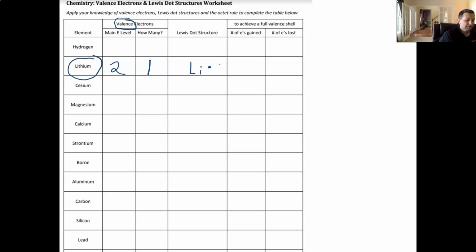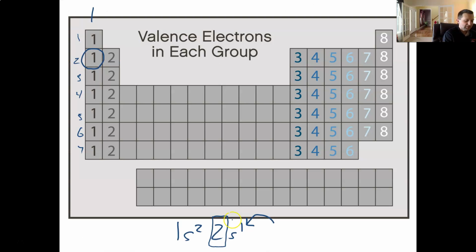All right. Now the last two columns, you're only going to do one of the two depending on what you have. It says to achieve a full valence shell, number of electrons gained or lost. Lithium has one valence electron, so it has two options. It can gain 7 more to become like neon. And this periodic table I found online is inaccurate. Okay, helium is so small it only has 2 valence electrons. So that's an exception to our rule there. That bothers me. So lithium could gain 7 more electrons to get an octet, or it could simply lose 1 electron to be like the nearest noble gas, which is helium. Okay, if lithium loses this electron, we're down to 1s2, and that is helium, a noble gas.